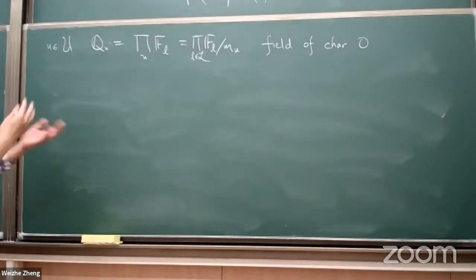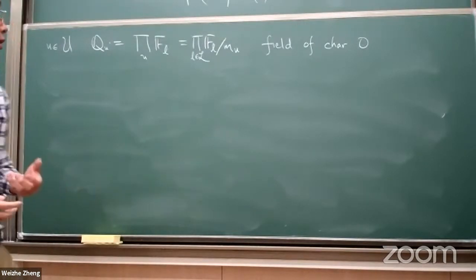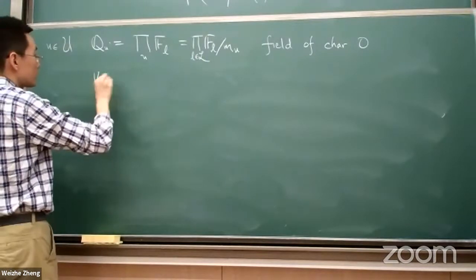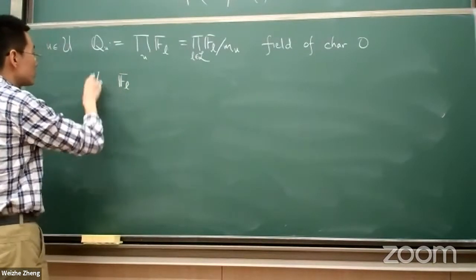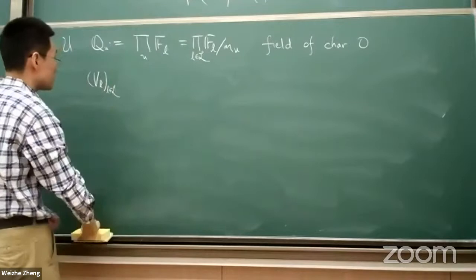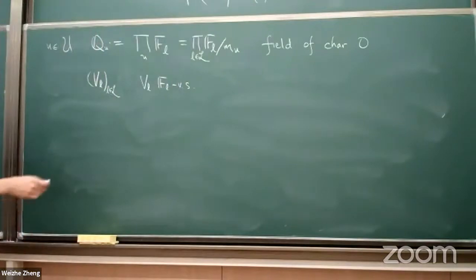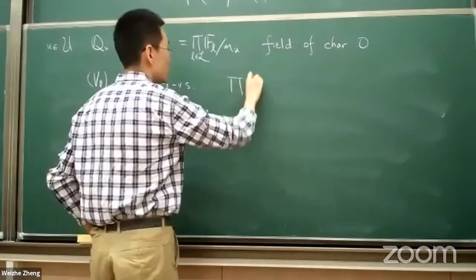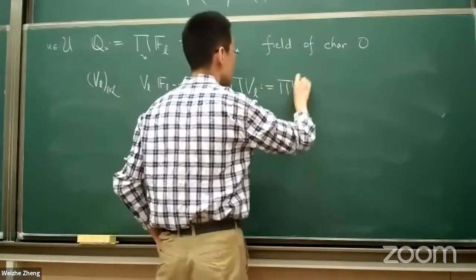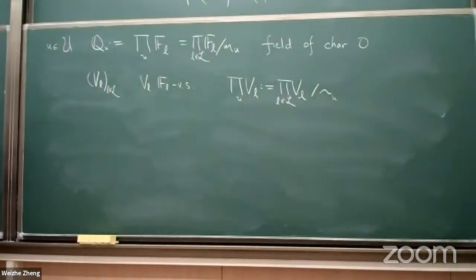And the advantage of using this language of ultrafilters is that we can generalize this construction to many other structures. Like if we have a family of F_ℓ vector spaces, each V_ℓ is an F_ℓ vector space, then we can take the ultraproduct of all the V_ℓ. This is defined to be the product of all the V_ℓ quotient by the equivalence relation corresponding to U. And this is going to be a Q_U vector space.